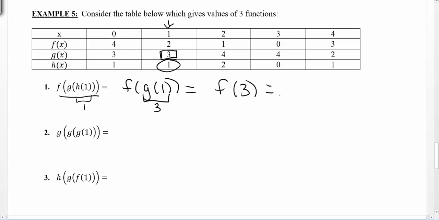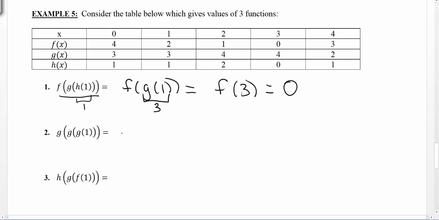That means finally, I'm looking for f of 3. So I'm going to go to the independent x value of 3. I'm going to go down to my f function, which is the row right below it, and find the dependent output for f, which is 0. So f of g of h of 1 finally gives me a numerical answer of 0. So I started in the middle and I worked my way out. Let's take a look at the next one.